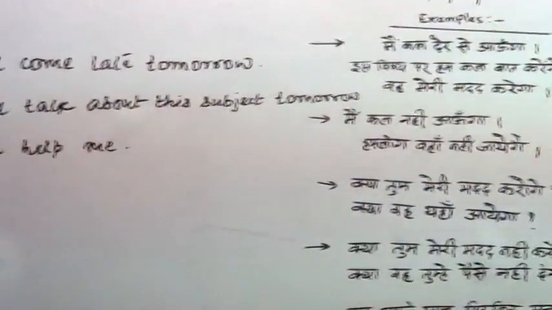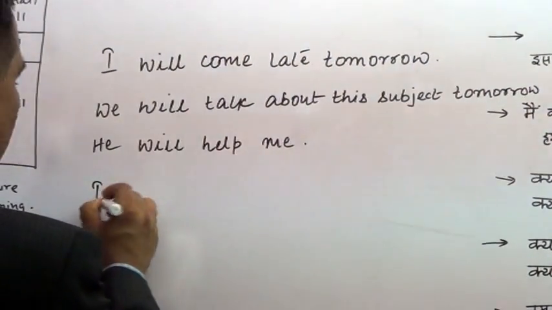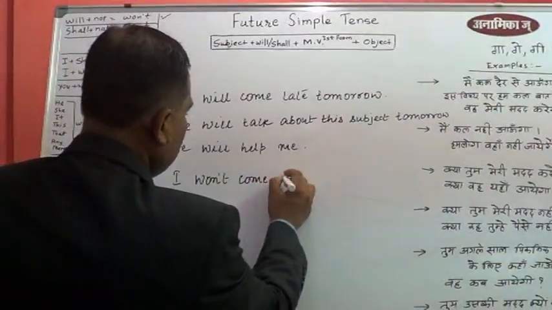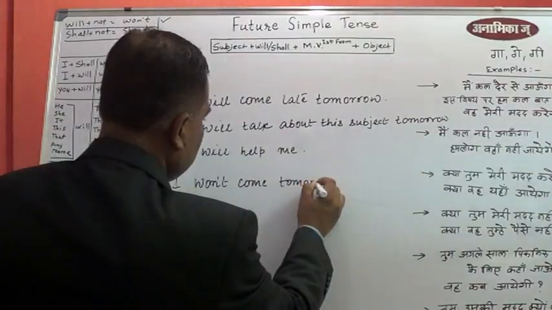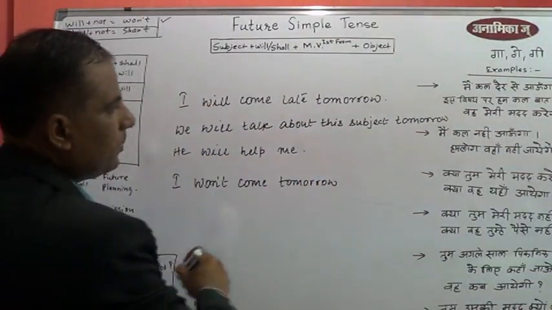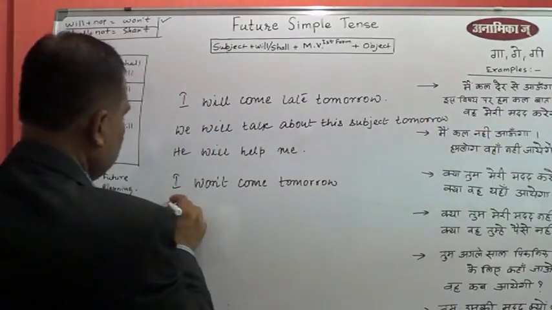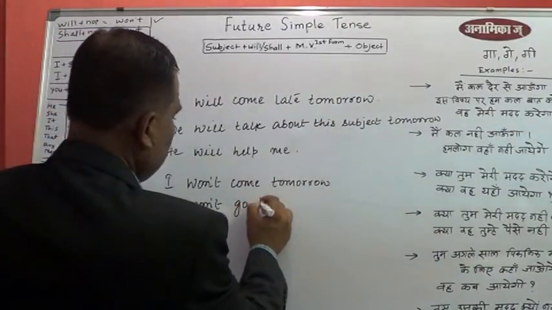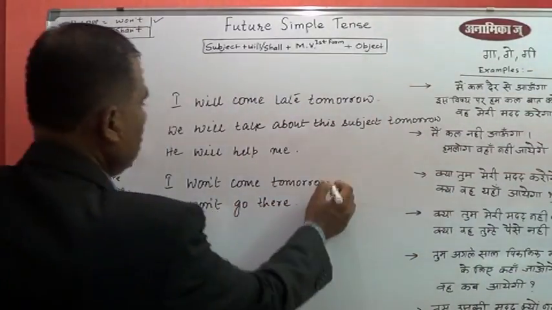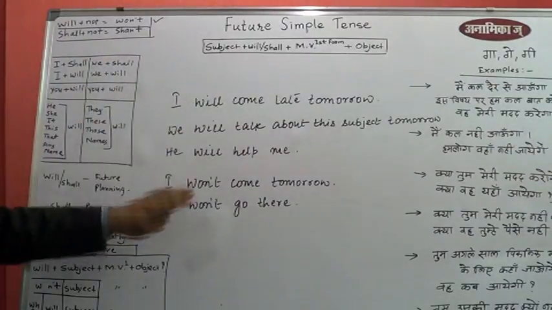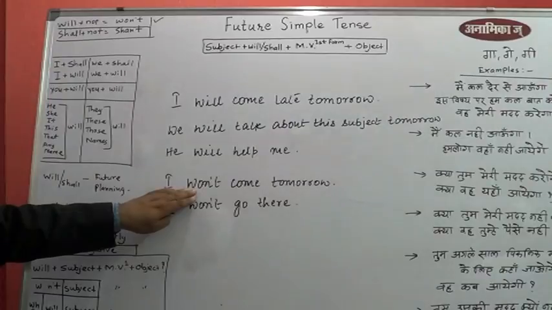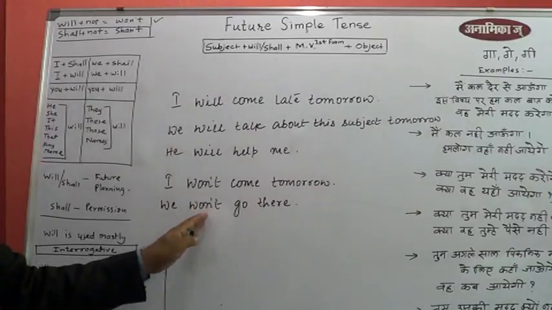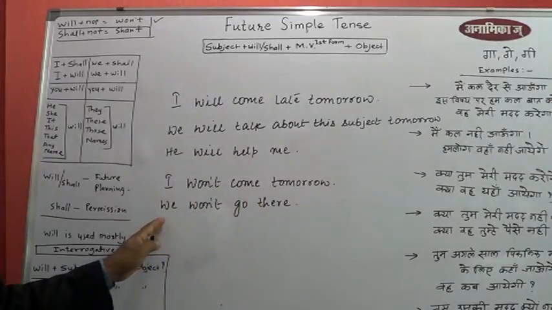मैं कल नहीं आऊँगा. So we can simply write I won't come tomorrow. हम लोग वहां नहीं जाएंगे. We won't go there. So instead of will, if we put won't, the sentence becomes negative. Similarly here, with the help of this won't, we have made this sentence a negative one.